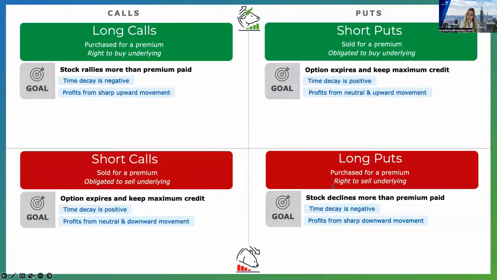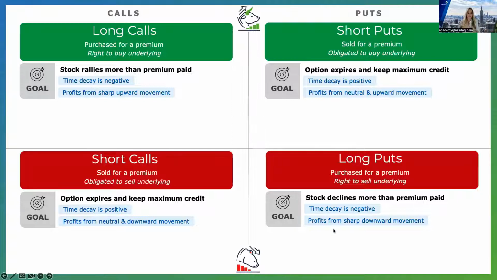These long options also have a lot in common. So your goal is for the underlying security to move more than what you paid for that option. So that's important to know. And because you need it to move more than what you paid for that option, that means you need a sharp directional movement in your favor. So for a long call, we need a sharp upwards movement because the right to buy at a lower price is better than a higher price. So if the market is at a higher price, that means our long call is going to go up in value. And then the inverse is true with the long puts.